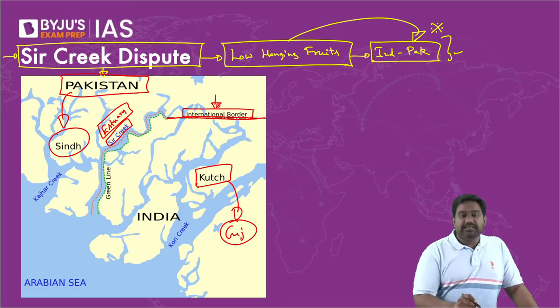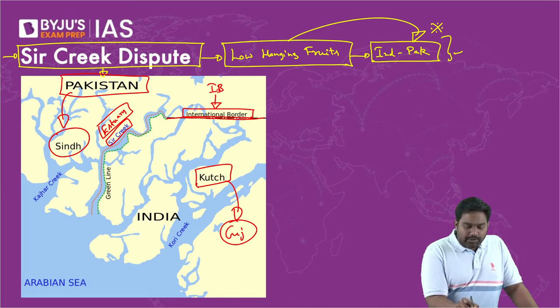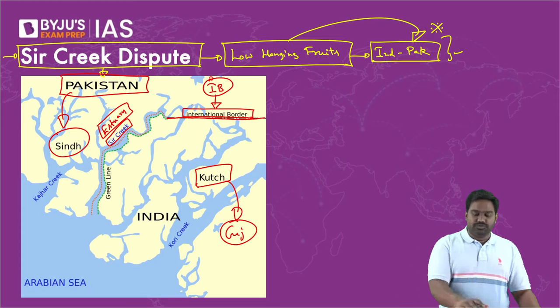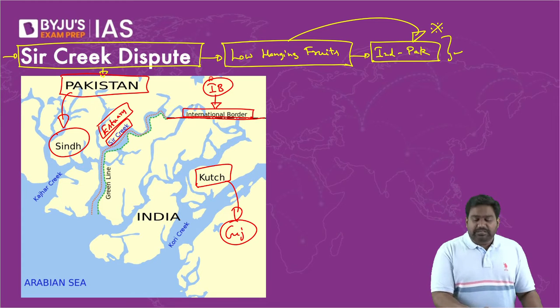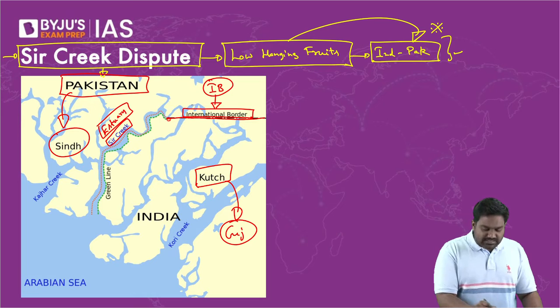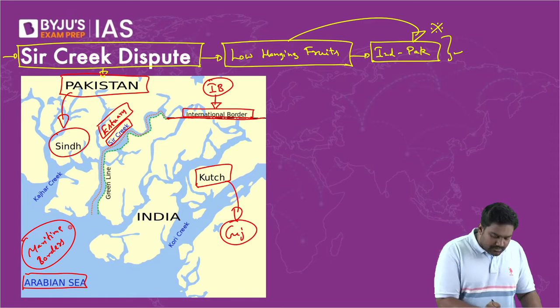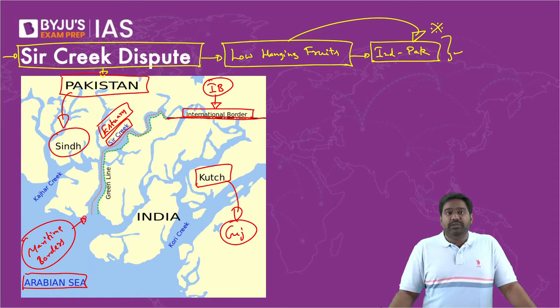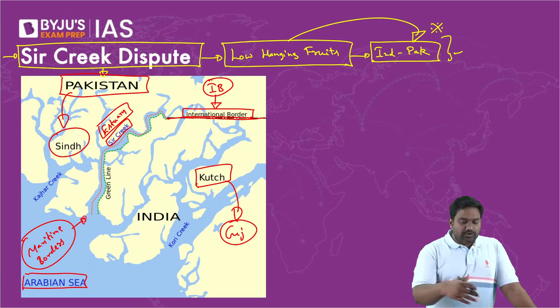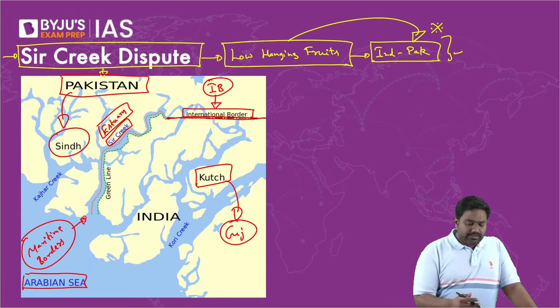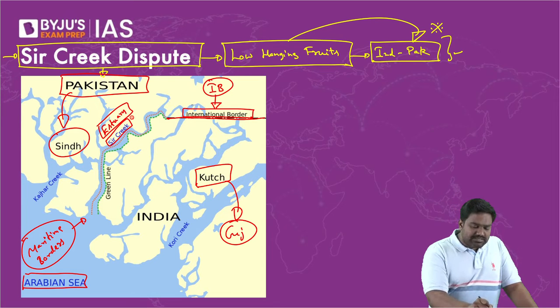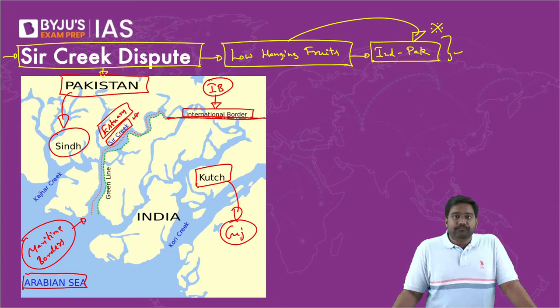So as you know, IB is a permanent border. It's a settled boundary. We have no disputes along the IB. But at the last tip, where IB is supposed to meet the Arabian Sea, where we are supposed to have the maritime boundaries, there is a standing dispute at this estuary called Sir Creek. This is part of the Indus Basin itself. All right, there are multiple streams that drain into the sea, and Sir Creek marks the boundary between India and Pakistan.